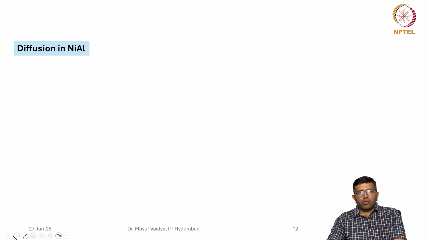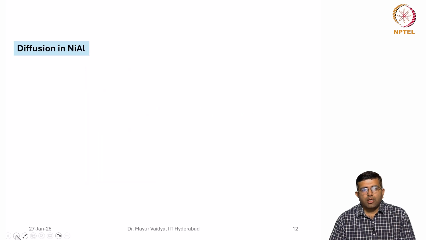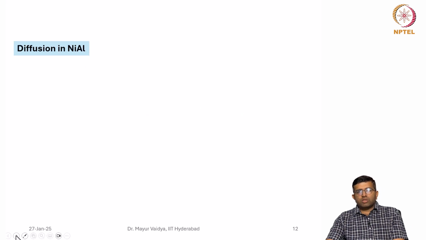So, in this, for example, you see that for such an exchange to happen, the presence of an anti-site atom is required, or this involves the exchange with anti-site atoms, and that is why it is known as the anti-structural bridge mechanism. Let us now look at some of the features of diffusion in NiAl.